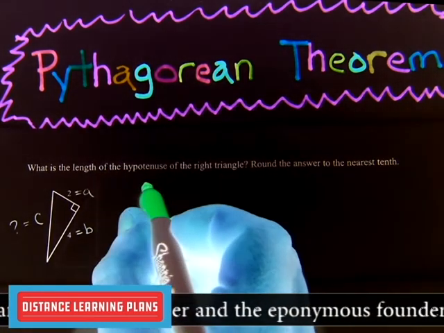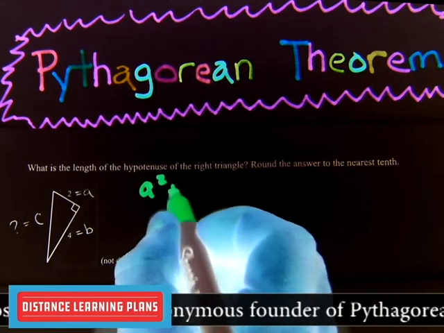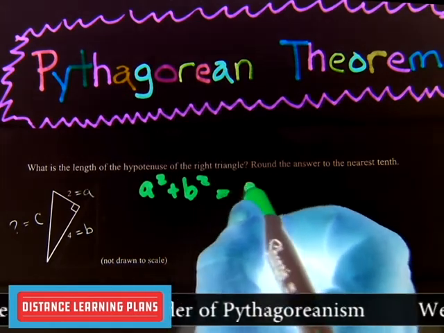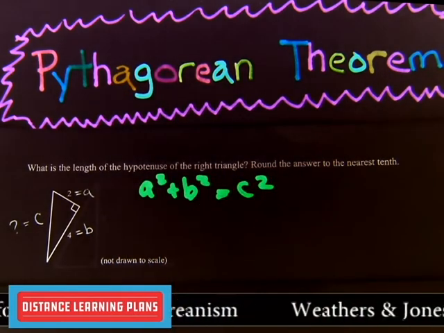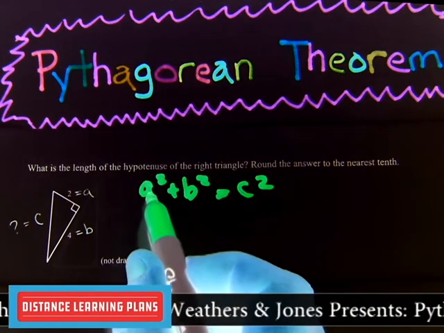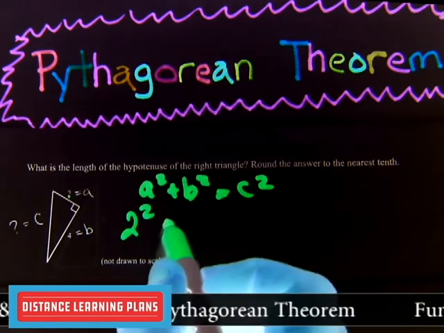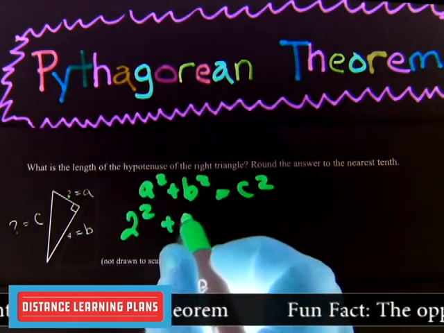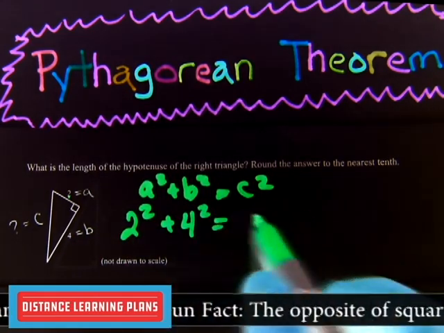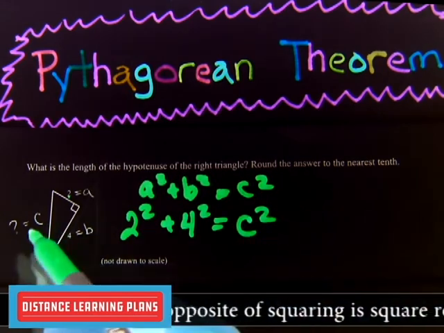So the formula, if you remember, it goes A squared plus B squared equals C squared. It helps to write it. And then on the next line, you just kind of replace, instead of A squared, we're going to say 2 squared, plus, instead of B squared, it's going to be 4 squared, equals still C squared, since we don't really know what C is.